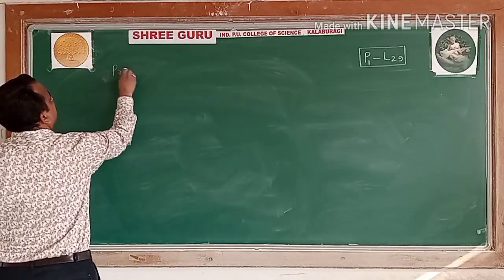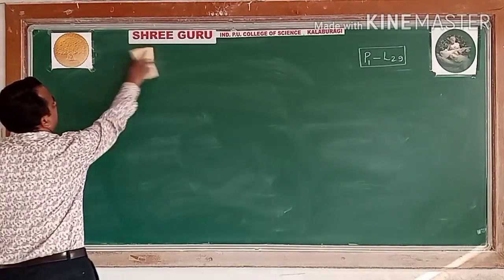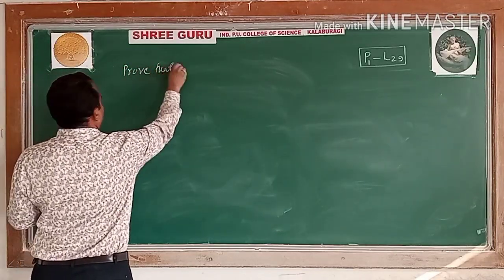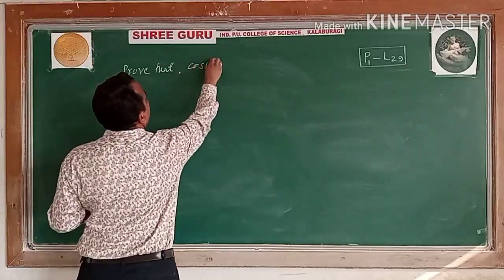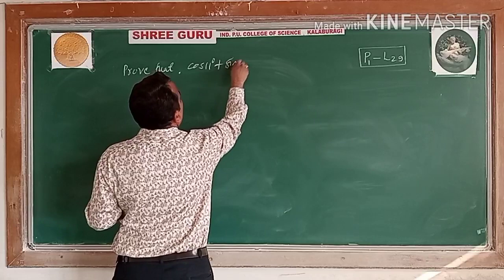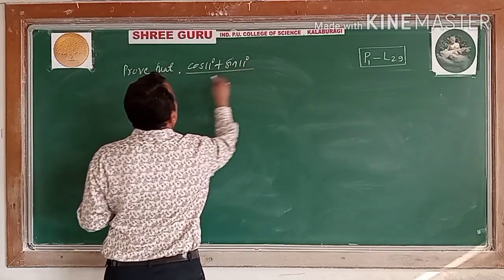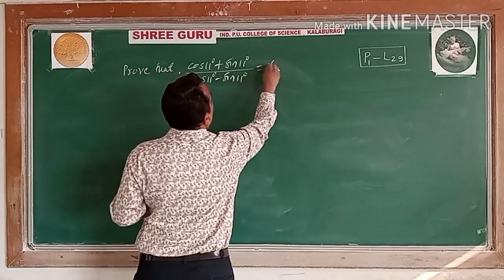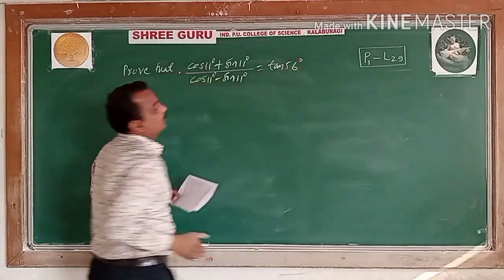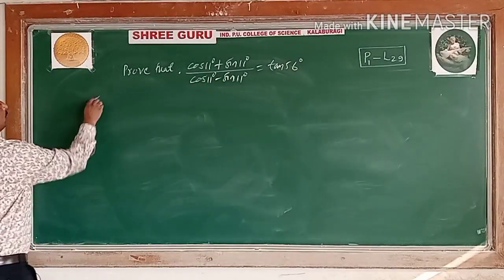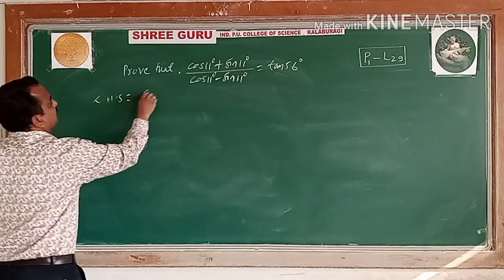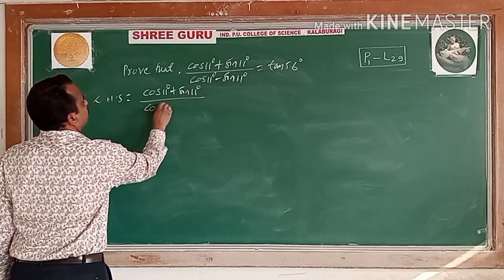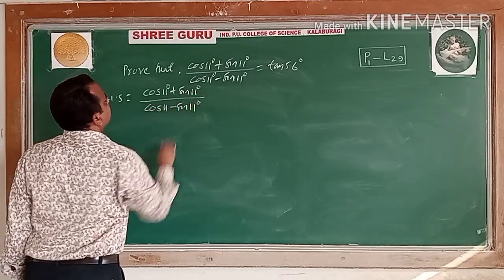Let us see, students. Prove that (cos 11 degree plus sin 11 degree) divided by (cos 11 degree minus sin 11 degree) is equal to tan 56. This question was asked in the CET examination. You have to prove it in terms of tan 56. Taking LHS: cos 11 plus sin 11 divided by cos 11 minus sin 11 degree.